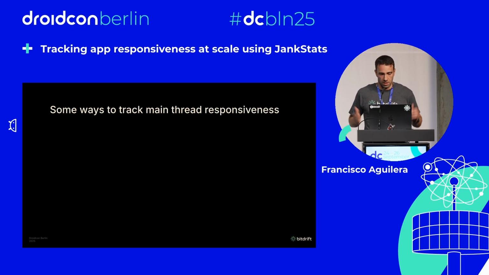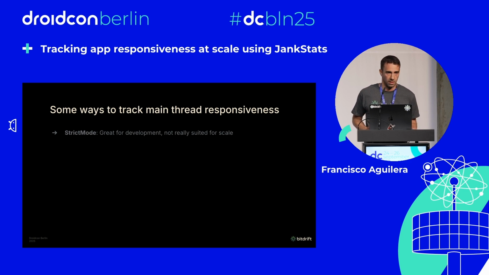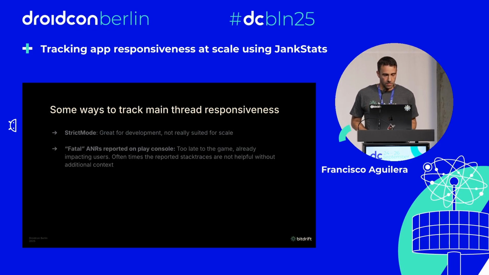Now we know how important the main thread and render thread are. How can we track this? Probably some of you have heard about strict mode. Strict mode is a great tool in the development phase. Unfortunately, this is not really suitable at scale. The purpose of this talk is how to track this at scale, before it's too late, and to get those insights in production.